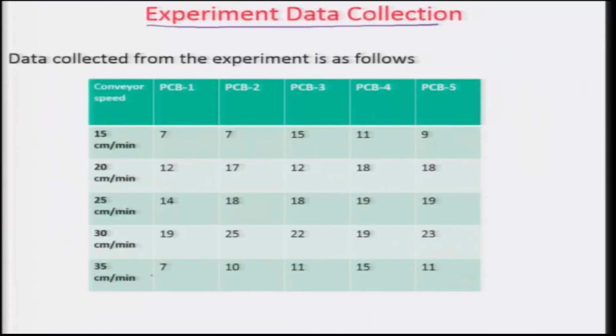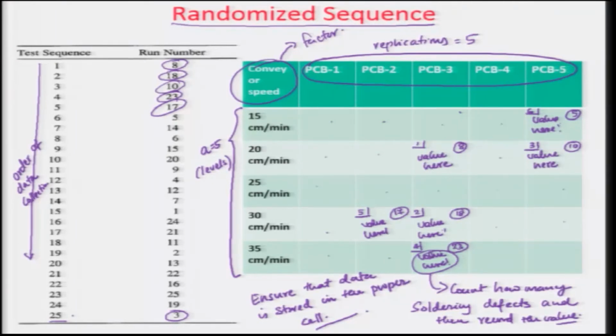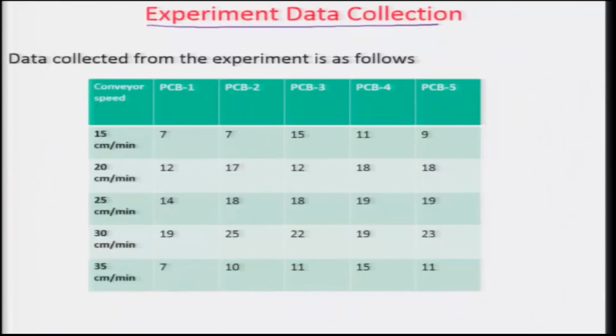So now we see that we have done the experiment and completed it. If you look at the previous one, this was the run order. The first sequence was 8. So 8 means we went up to 5 plus 3, this was your 8, the column right here. You did the experiment at 20 centimeters per minute using this particular PCB, and that value is right here. This means there are 12 defects that you counted. This was your first sample.